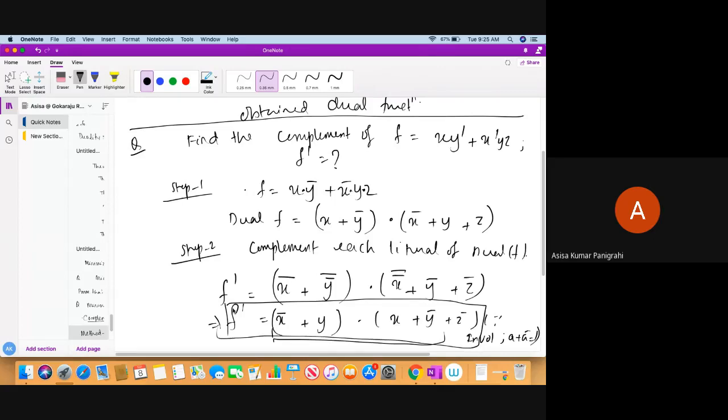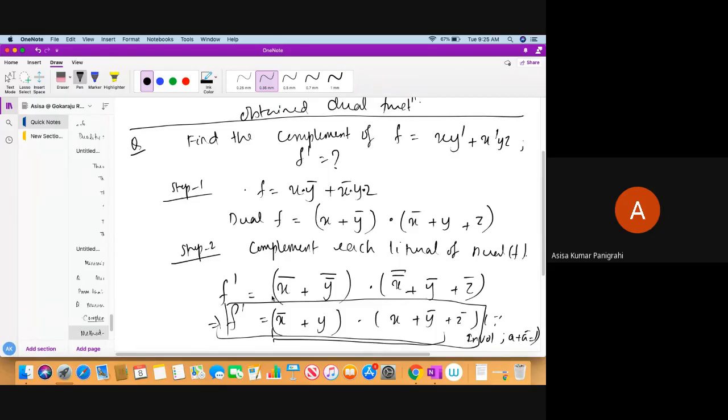Do you all understand, students? There are two different ways to find out the complement of a given function. It may be with the help of De Morgan's theorem, where you can use De Morgan's theorem multiple times. Else you find out the dual of the given function and complement each literal of the dual function.